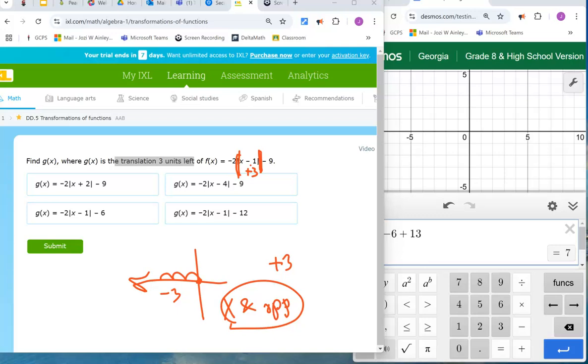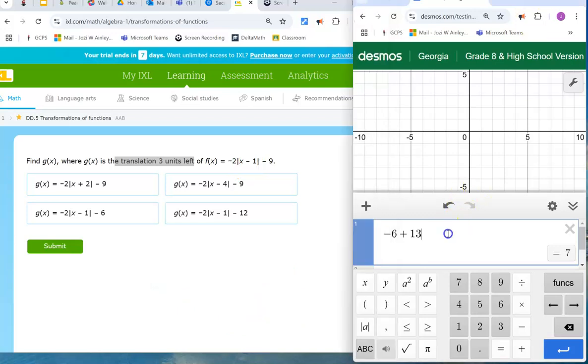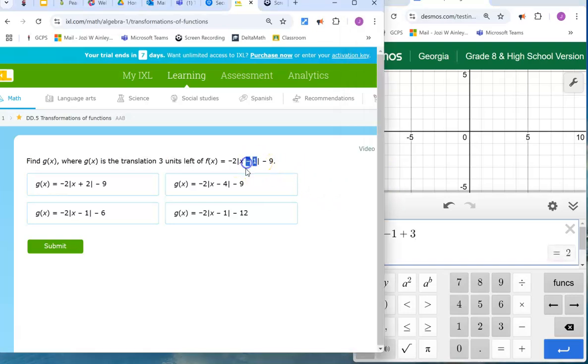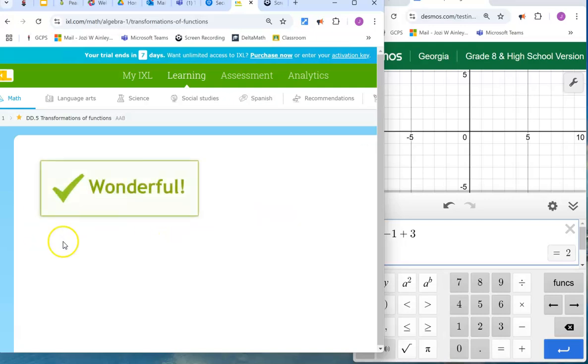And then again, put that right in the calculator. So that's going to be negative 1 plus 3, and that's going to be 2. So this number right here is going to change from negative 1 to 2. Nothing else changes because the only thing I'm affecting is 3 units left. So I'm looking for plus 2 on the inside. That's the only one with plus 2 on the inside.